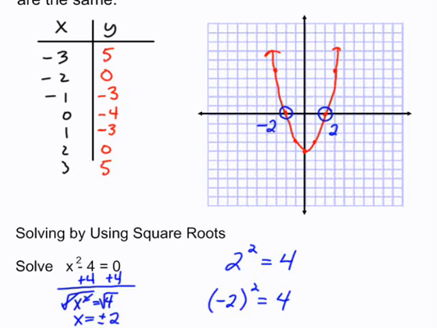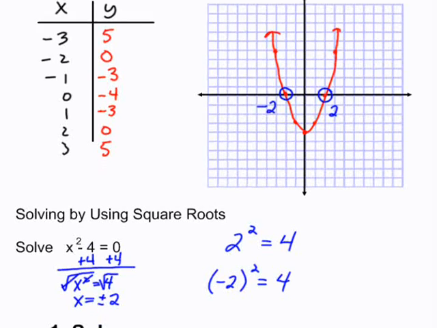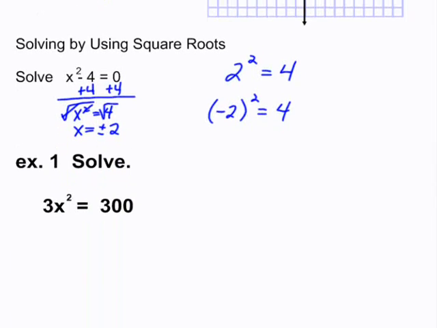So we have x equals plus or minus 2, and as you can see in our graph, it's the same thing that we got here when we graphed it, a -2 and a +2 at our x-intercepts. Let's move to our official example 1.